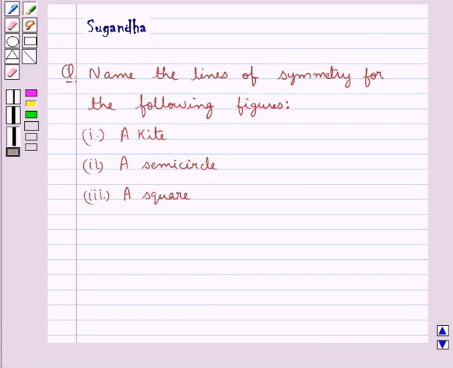In this session, we discuss the following question which says, name the lines of symmetry for the following figures: a kite, a semicircle and a square.